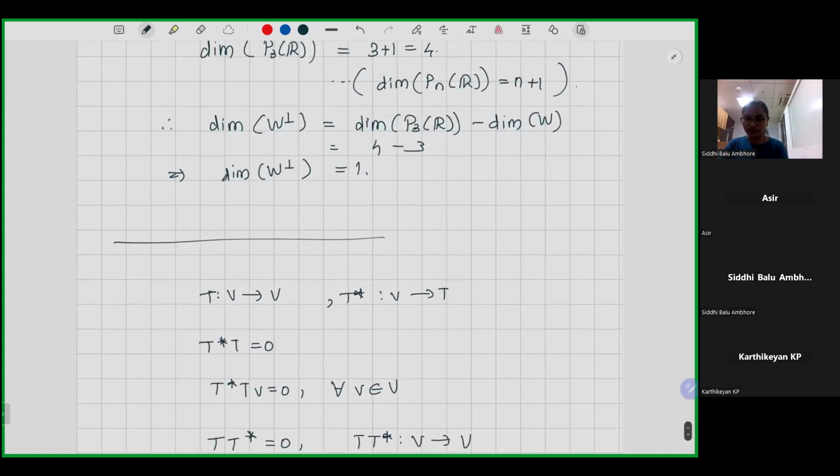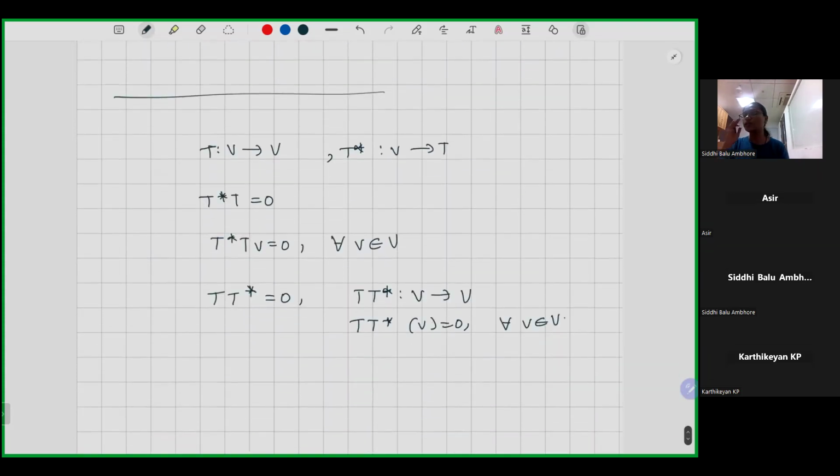Any further doubt, whatever we discussed or in general? Ma'am, I have a basic doubt actually. Yes, sir. What is the adjoint of a polynomial? If a polynomial is defined over a real field, will the adjoint also be the same?